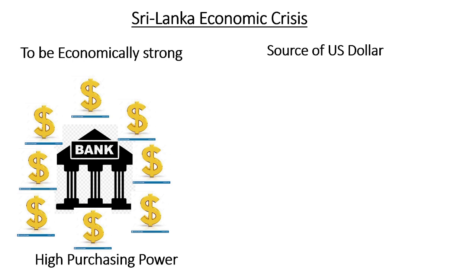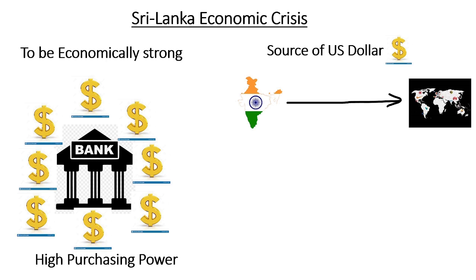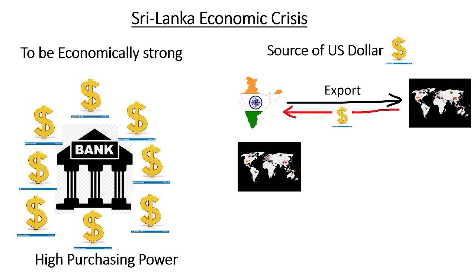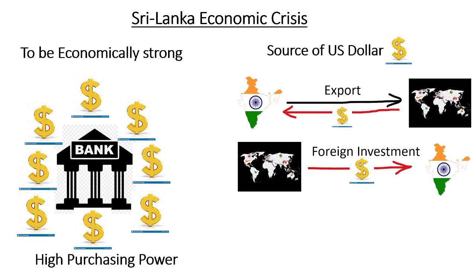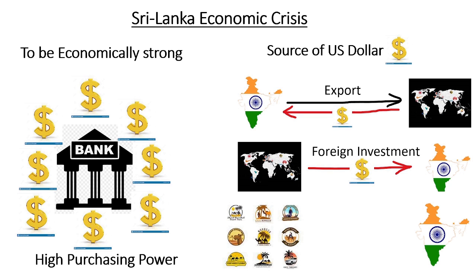Now, what are the sources of US dollars? Firstly, if a country exports its products to other countries, it brings dollars to that country. Secondly, when foreign investors invest in a country, then also dollars will flow to that country. And thirdly, when tourists visit a country, they also bring dollars with them.